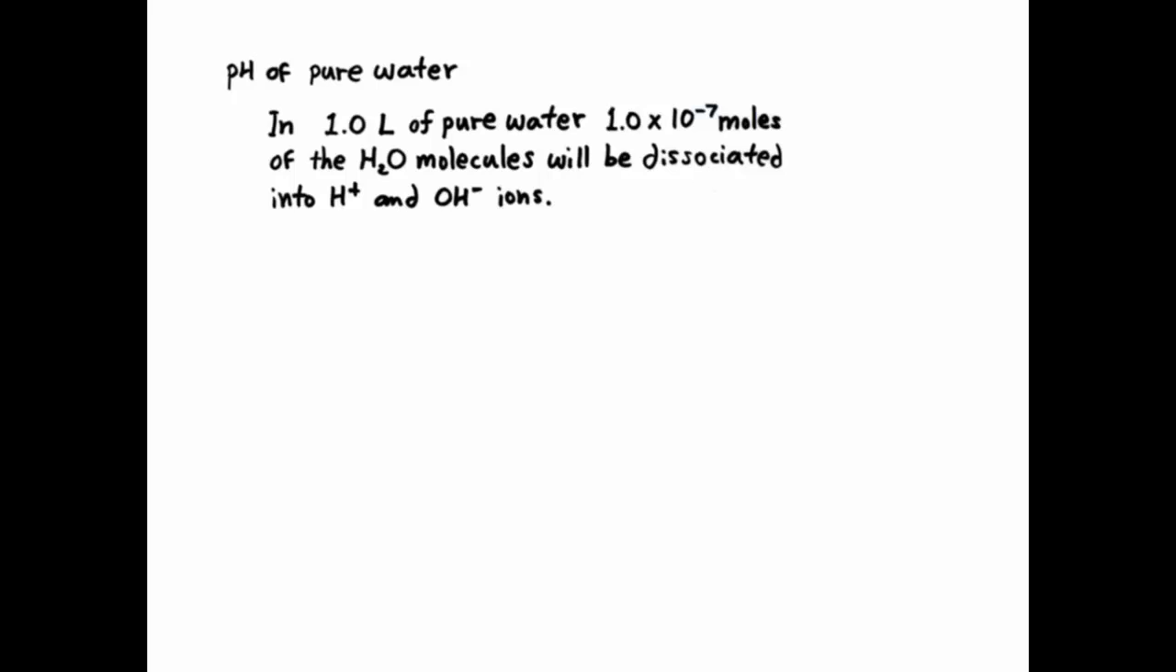Let's take pure water, for example. The pH of pure water, we look at it this way. In 1 liter of pure water, we measure on average 1.0 times 10 to the minus 7 moles of water molecules will be dissociated into the two reactive species, hydrogen and hydroxide ions. So anytime we're looking at pure water in a container, 1 liter of it will have this many molecules that have been dissociated. The rest of the water molecules will be intact compared to those.